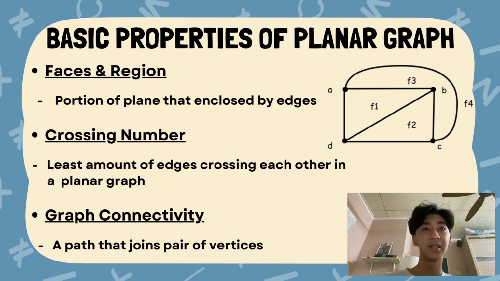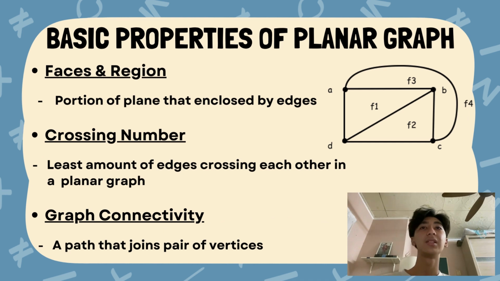As you can see in the graph that we provide down here, graph A, B, C, D, there are two types of region, which are the inner region and the outer region. The inner regions are F1, F2 and F3, which are within the graph itself, and F4 is the outer region. Any graph that can be drawn must have one outer region, which means you calculate all the inner regions and just add one. So that is the region, which you can call the area.